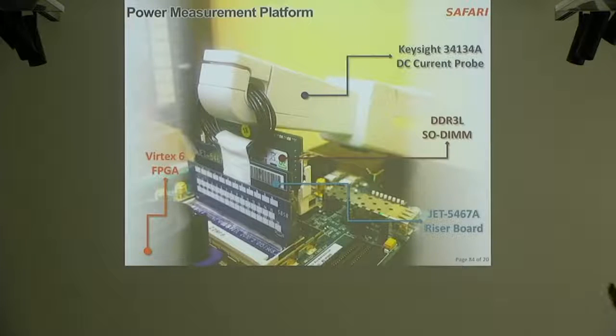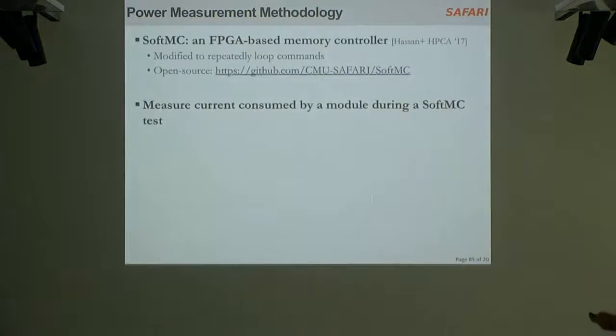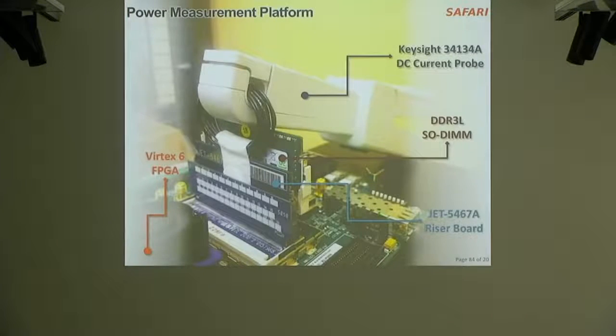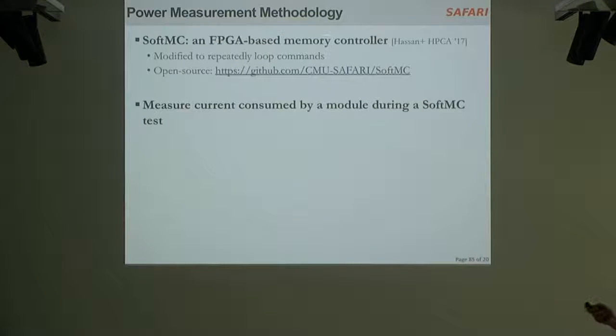Okay, but you can read the paper for more detail. Unfortunately, we don't open source this because it's a bit expensive, but we also cannot manufacture it for you. Okay, anyway, I think this is very interesting. The SoftMC is open source. You can actually build this infrastructure yourself.